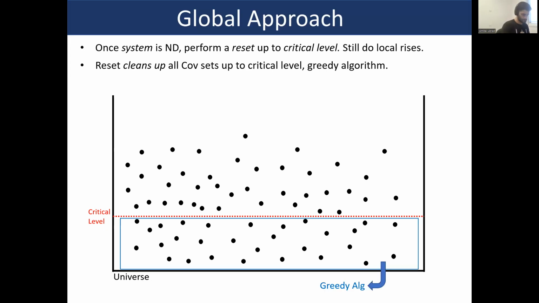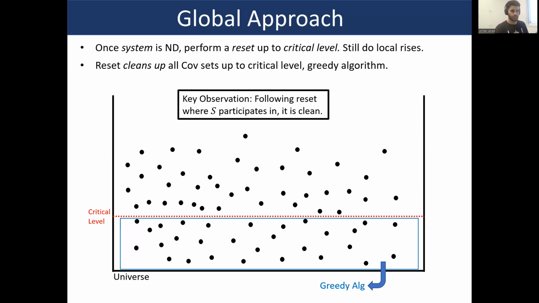That's all we do. And then each set which is covering as a result of this static algorithm procedure, we place it at an appropriate level such that it is clean. So the first key observation is that following a reset where S participates, meaning it was in the subfamily that we consider, it is clean. That's just by the description of the algorithm. What we do, we place it at a level such that it is clean.